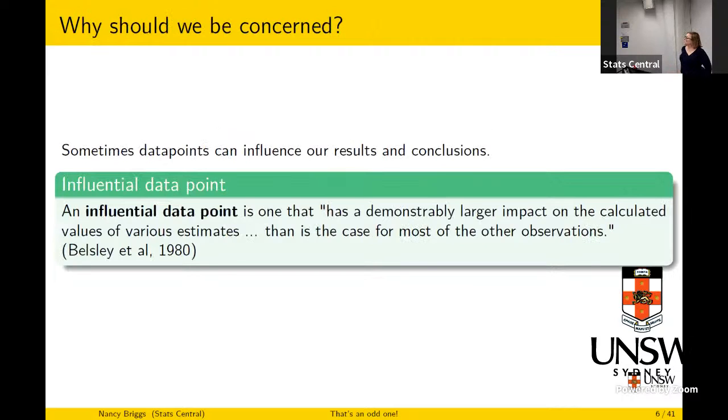And why should we be concerned? Well, sometimes when they are different from other things that we see in our sample, it can influence our results and our conclusions based on inference from those results. And when that happens, we have what we could call an influential data point. So it is one that has demonstrably larger impact on calculated statistics than other data points. But the thing is, an outlier is not necessarily an influential data point, and an influential data point is not necessarily an outlier. So they're actually different things.